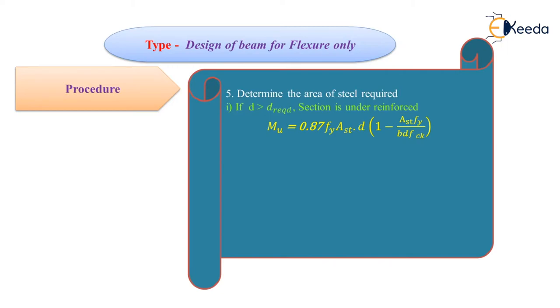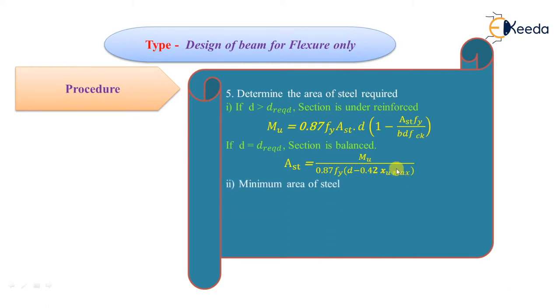If D assumed is equal to D required, then our section will be a balanced section. And we know the formula for balanced section to calculate area of steel required: AST is equal to MU upon 0.87 FY into D minus 0.42 XU max.